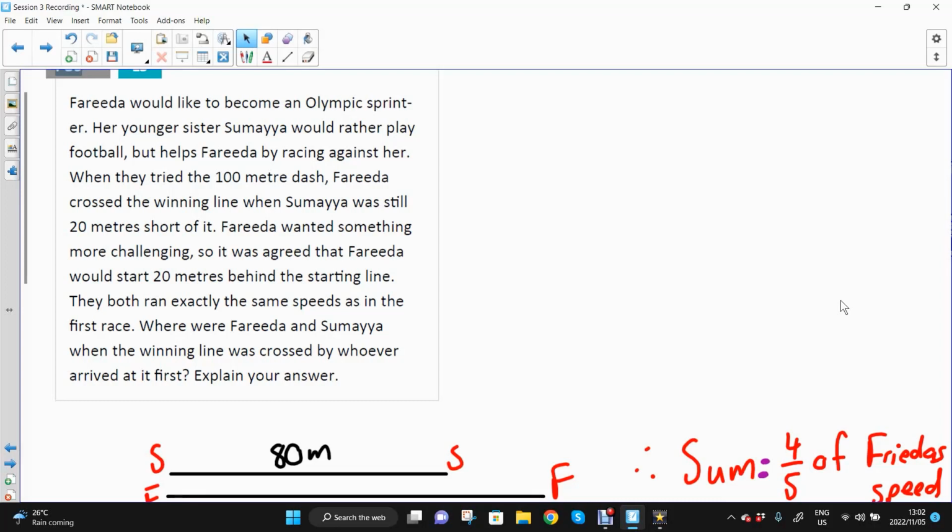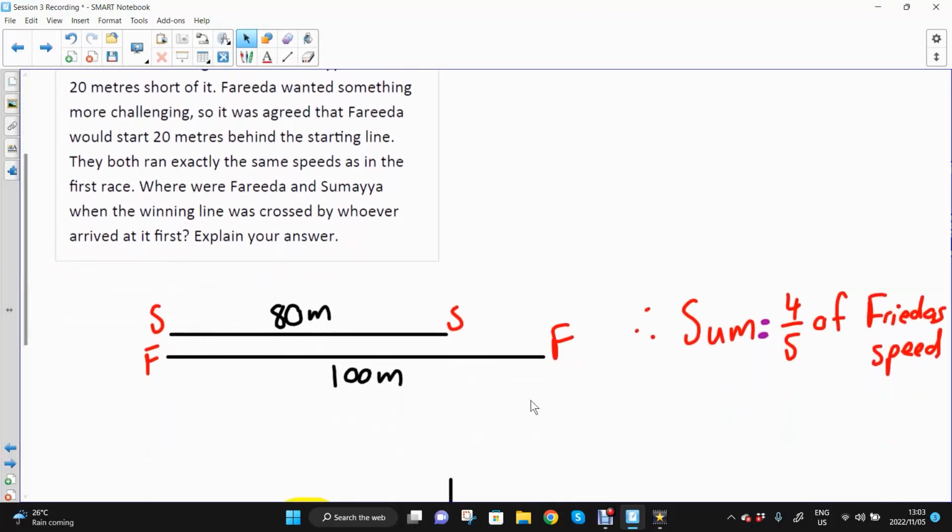Now, to understand this problem, again, I went and drew it out for me. I wanted to see where is who at what time and after how many meters traveled. So in the first scenario, this is the first race that took place, and they said that Farida won the race. She was 20 meters ahead of Sumaya. So we can see it's very much the same as the previous example, same distances were used. So if Sumaya ran 80 meters, Farida ran 100 meters in the same time.